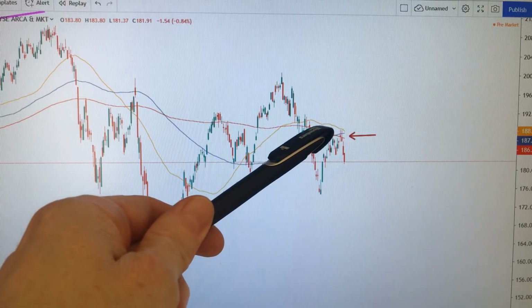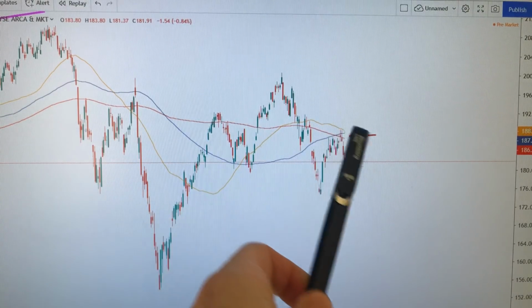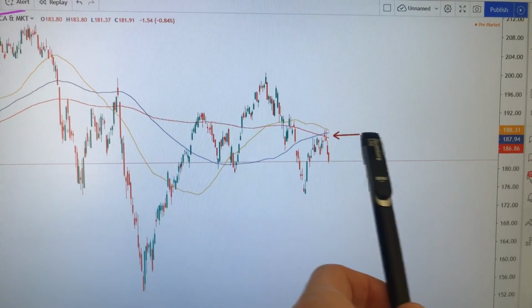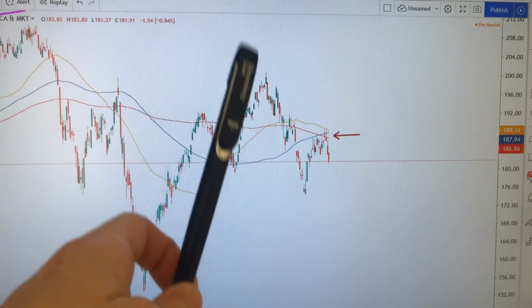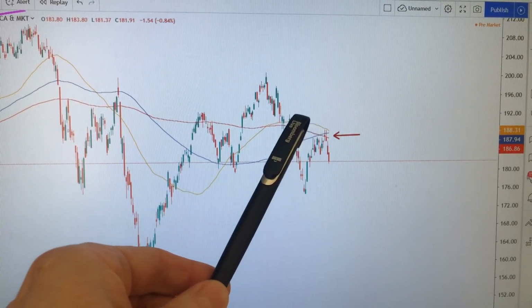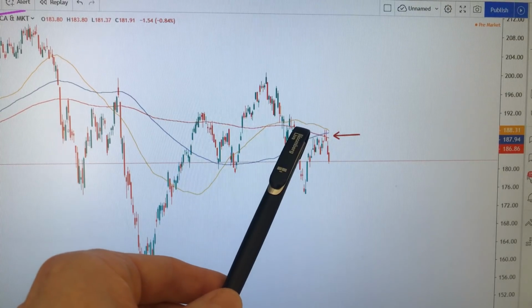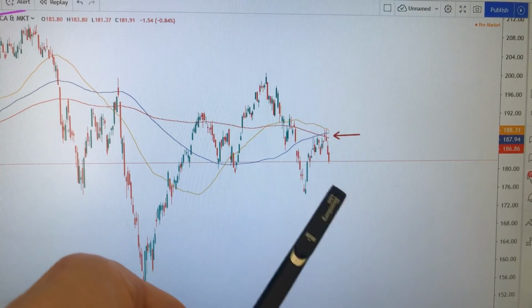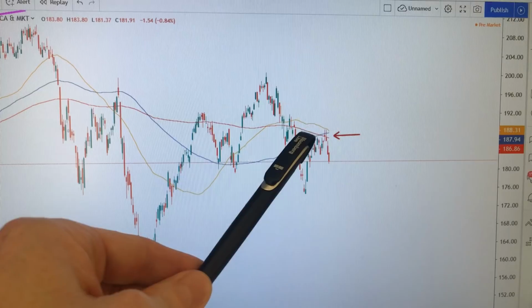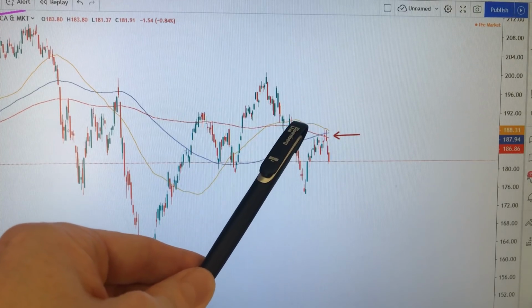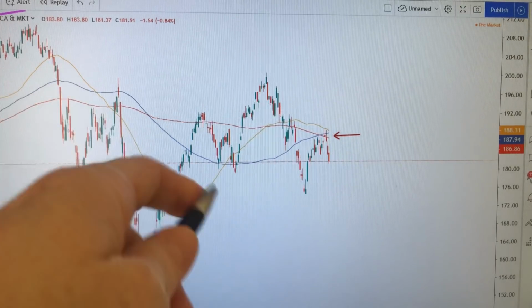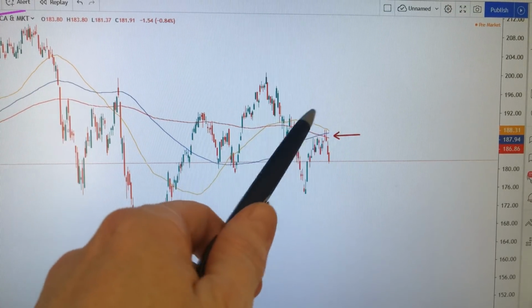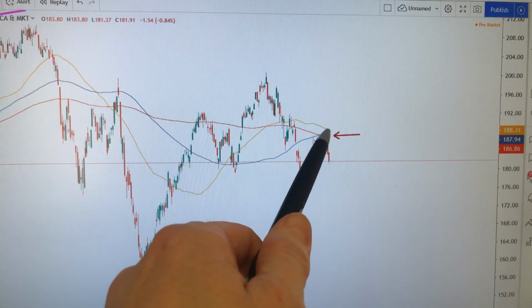You can see at that juncture, price level was somewhere around 188 or so. You can see a lot of things came together. What came together? Well, we have the yellow line, the blue line, and the red line. These are basically simple moving averages. They are your 200-day, your 100-day in blue, and your 50-day in yellow.